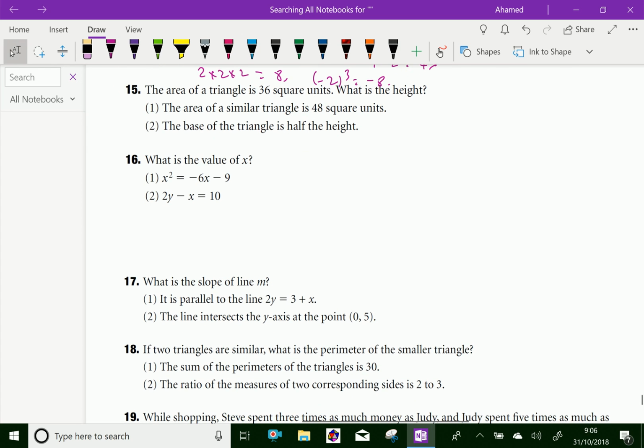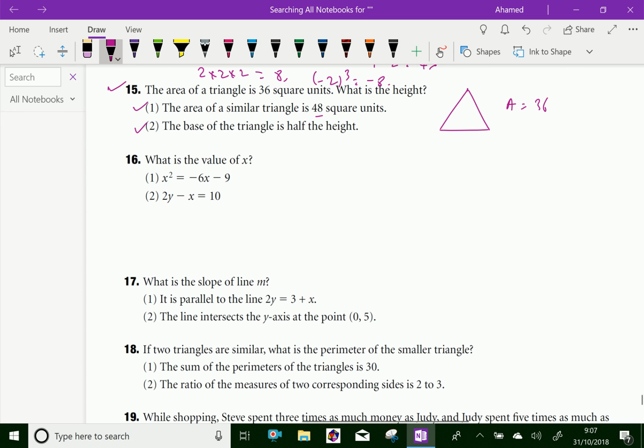Next question, the area of the triangle is 36 square units. What is the height here? Here the total area equal 36 square units. Now the first statement is the area of the similar triangle is 48 square units. If the area of the similar triangle of this triangle is 48, we cannot say what is the area of this triangle because there is no ratio given, so 1 is not enough to solve.